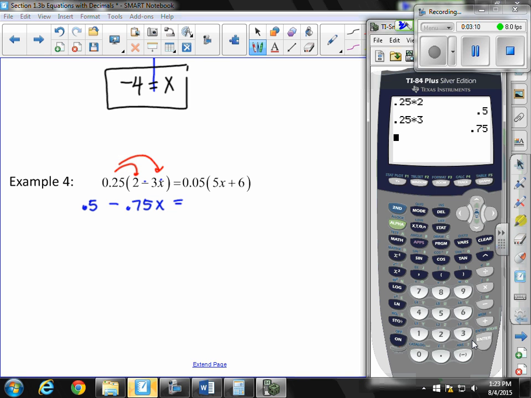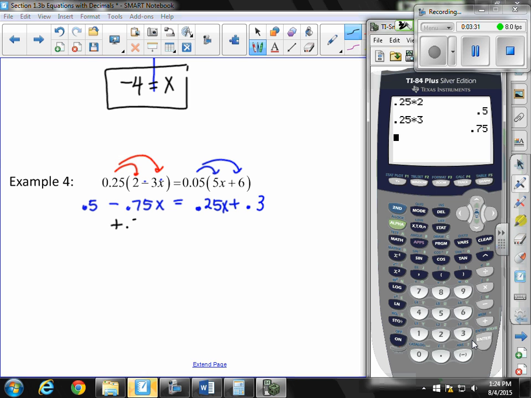Notice I've included my minus sign and my x in there. I can only do the numeric part on my calculator. Then distribute on the second side, and you should get 0.25x plus 0.3.